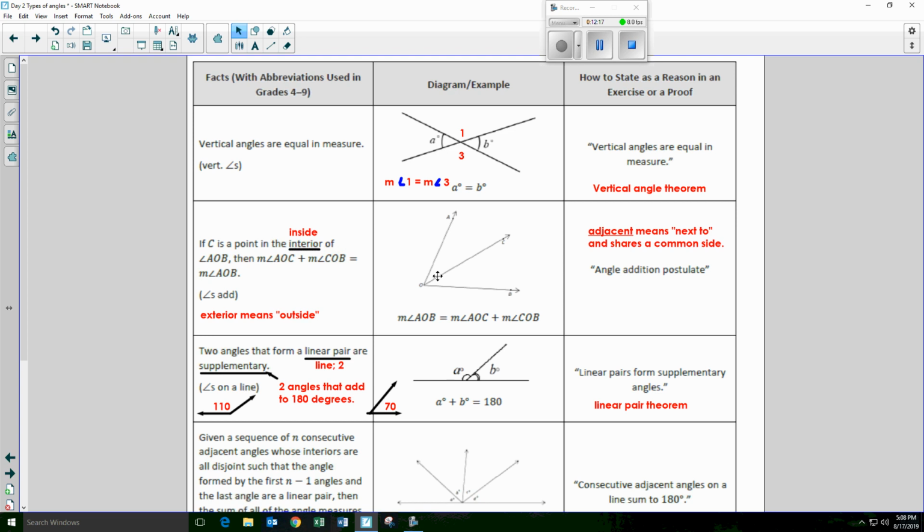Okay, so interior means inside, so obviously then exterior would mean outside. It's not in this definition here, but at other points we'll talk about exterior coming up. Okay, next one.